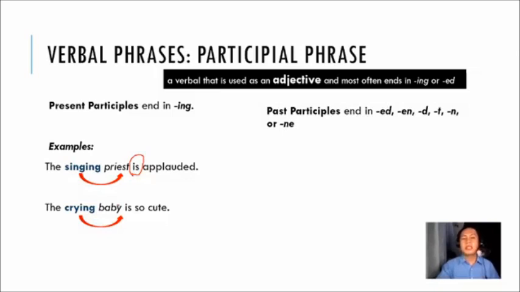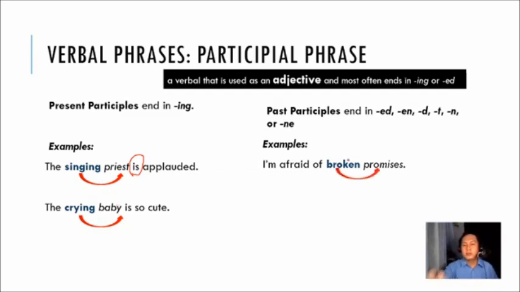Now for past participles, the same thing, the same placement, the same arrangement. You have to place it before the noun. Consider example number one. I'm afraid of broken promises. So broken here describes the promises. Okay, the next one, the wooden door was broken. Wooden here describes the door, making it an adjective.